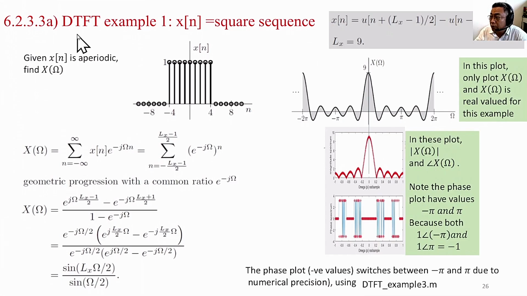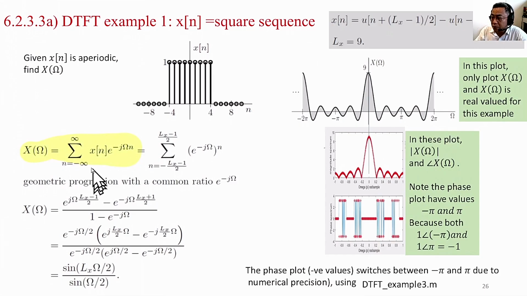This is 6.2.3.3a. We are going to perform the discrete time Fourier transform of this single pulse sequence. It is an even function, it is symmetrical, and it has finite support from -4 to 4. Since this is aperiodic, we can only apply the DTFT.